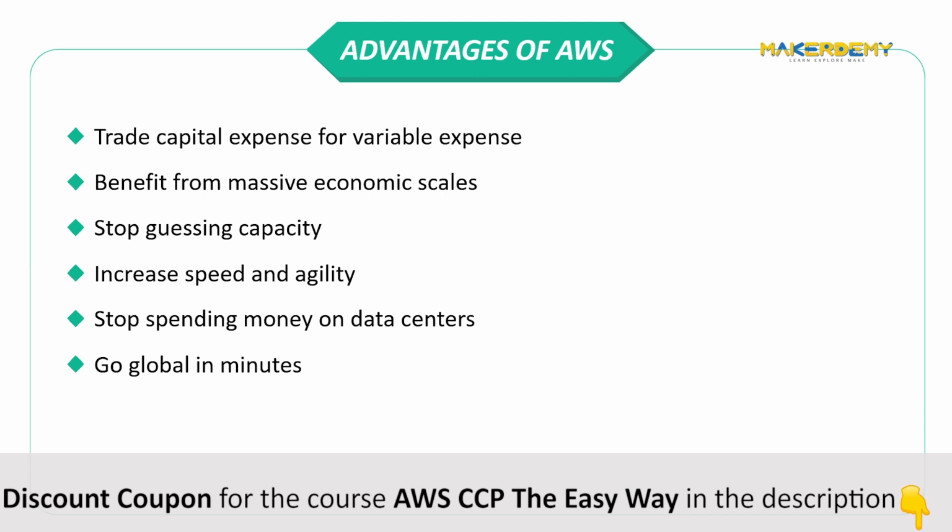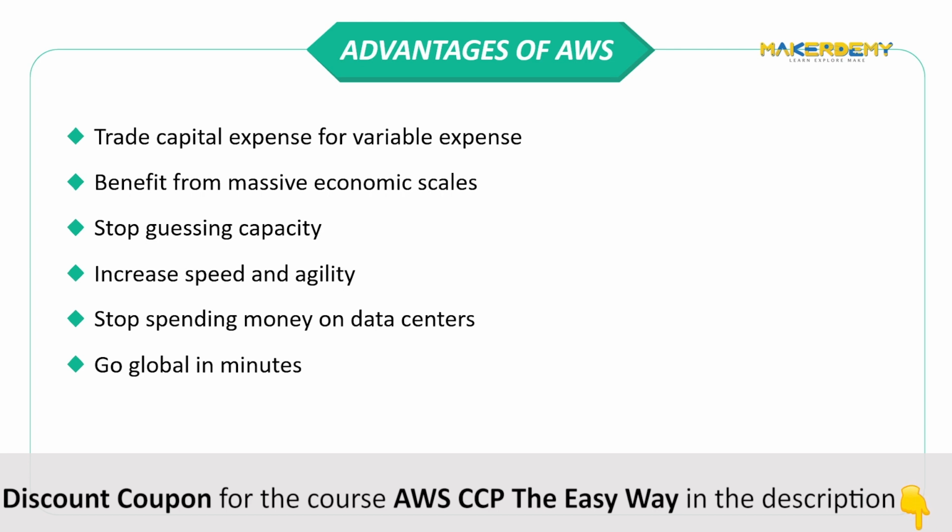Benefit from massive economies of scale. By using cloud computing, you can achieve a lower per unit variable cost. How so? This is because usage from hundreds of thousands of customers is aggregated in the cloud, on account of which providers such as AWS achieve very high economies of scale, which they pass on to you as lower pay-as-you-go prices.